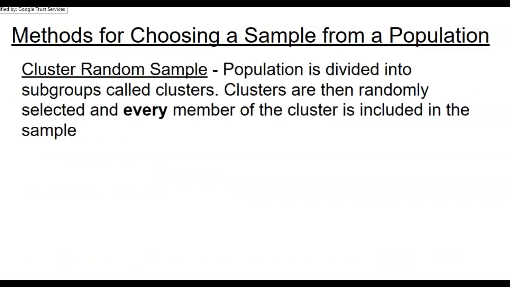A cluster random sample. In a clustered random sample, subgroups of the population are used as the sampling unit, rather than individuals. The population is divided into subgroups, known as clusters, which are then randomly selected to be included in the sample. Examples of this may be dividing the population into towns and then randomly selecting towns to be in the sample. Everyone in the towns selected would be included.